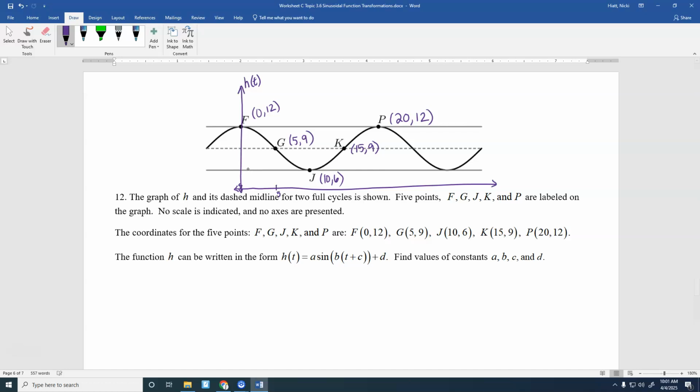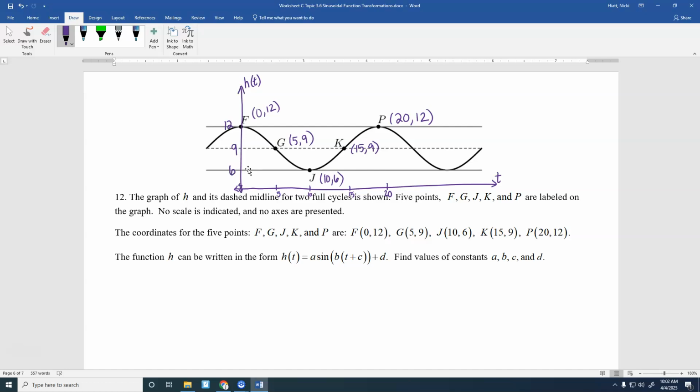You've got 5, 10, 15, and 20 for your X-axis, or technically it's T-axis because it tells you H of T equals A sine B T plus C plus D. And then the Y-coordinate of point J is 6. The Y-coordinate of G and K is 9. And then the Y-coordinate of F and P is 12. So that kind of helps you get bearings on where you are at.